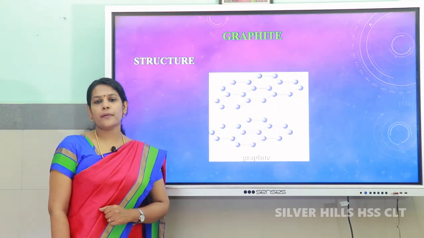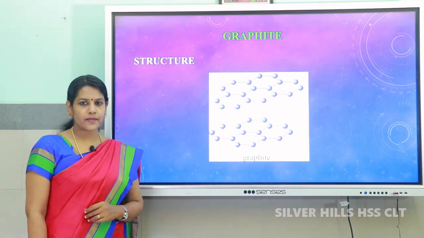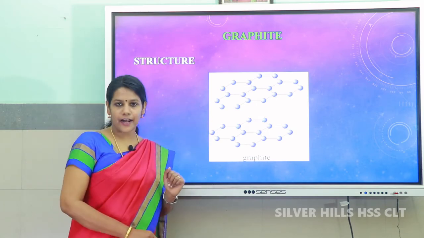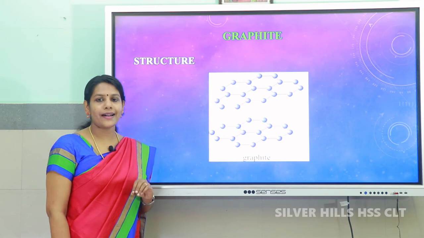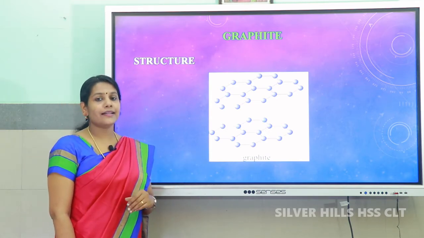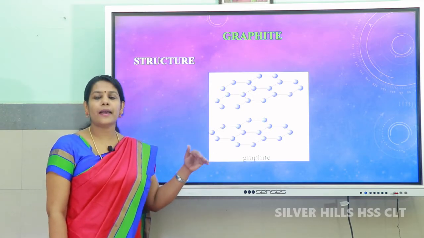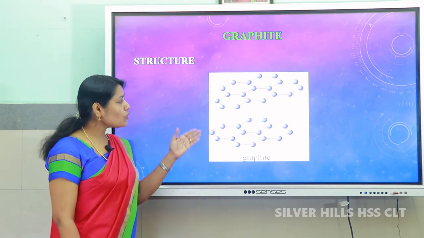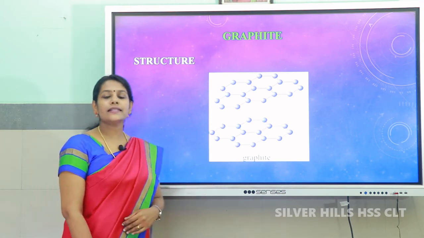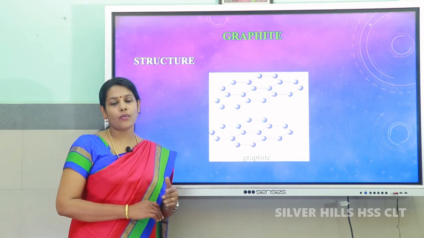So, the second allotrope of carbon is graphite. It is the softest allotrope of carbon. So, this is a structure. Here in graphite, each carbon is covalently linked with 3 other carbon atoms forming hexagonal rings, and they form a sheet like structure. These sheets or layers are placed one above the other, and there is no covalent bonding present between these sheets. There is a weak van der Waals force present between these sheets, so they can slide over one another.